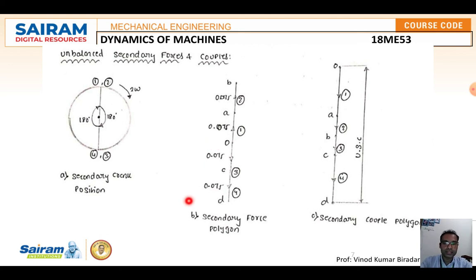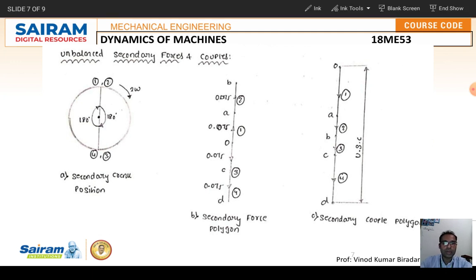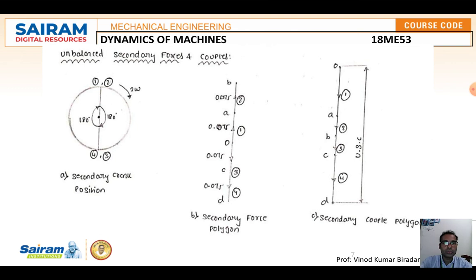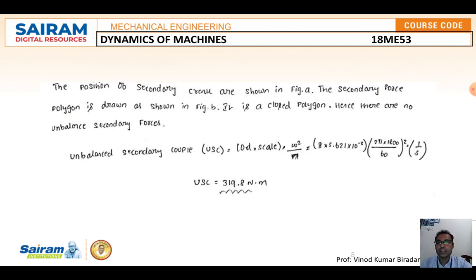This is the secondary force polygon. Coming to the secondary couple polygon, you construct it based on the engine firing order only. Here the secondary force polygon reference is 0 to a for cylinder 1, a to b, then 2 to 3 and 3 to 4, up to 0 to d. You have to construct this to find the unbalanced secondary forces and the unbalanced secondary couple, because we don't know this value.